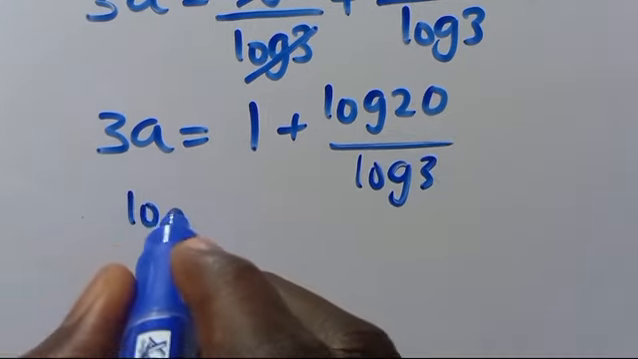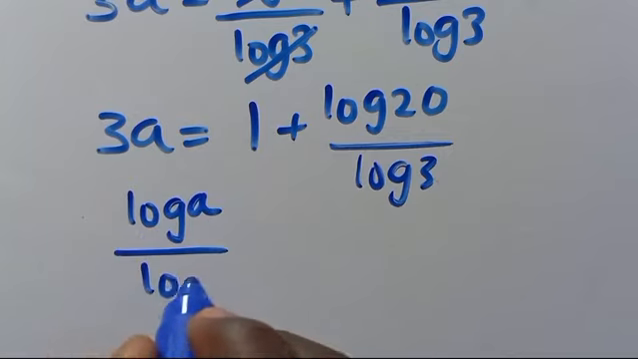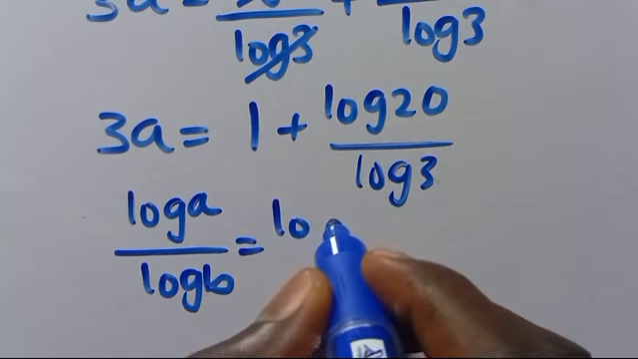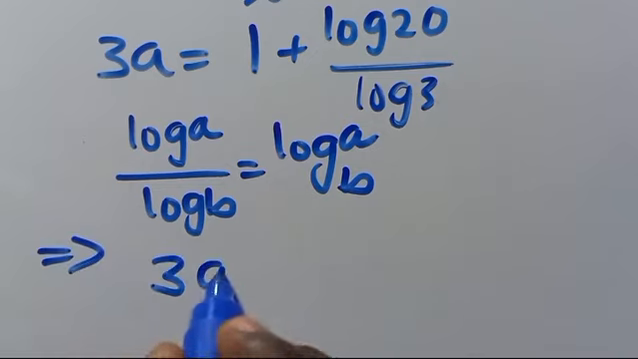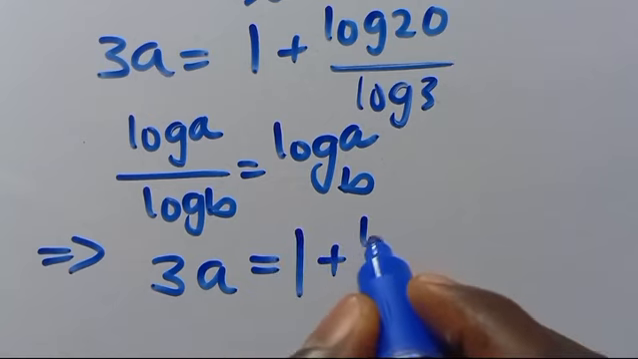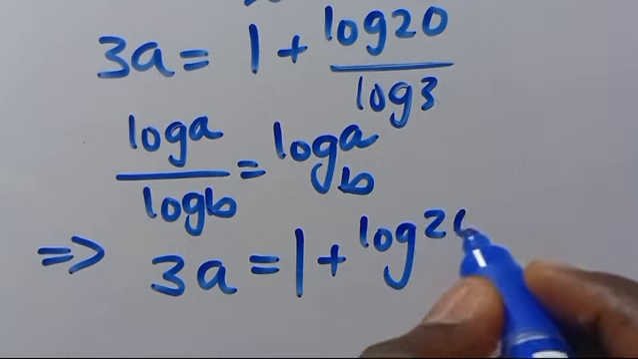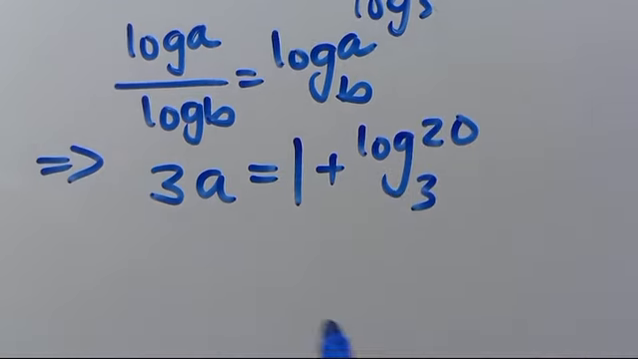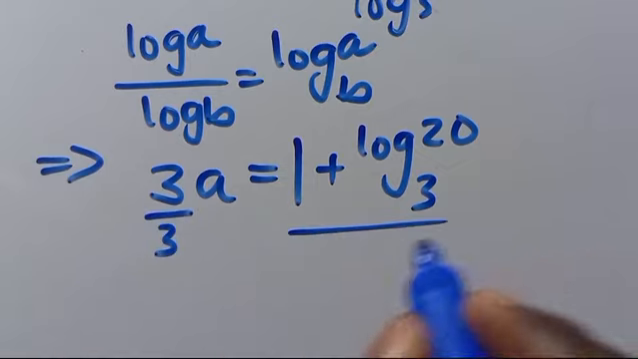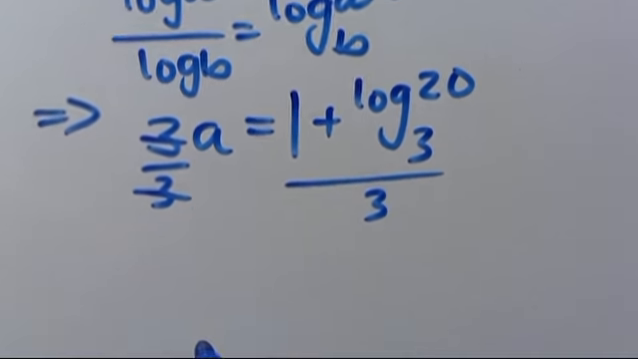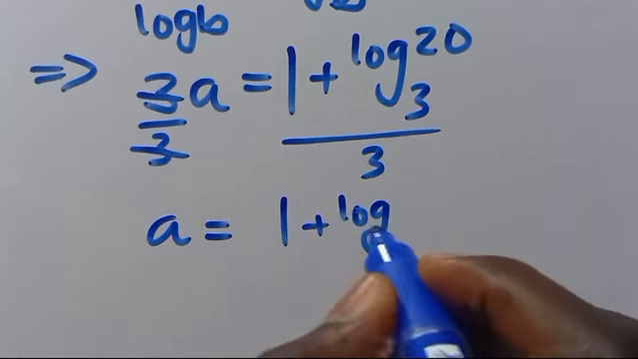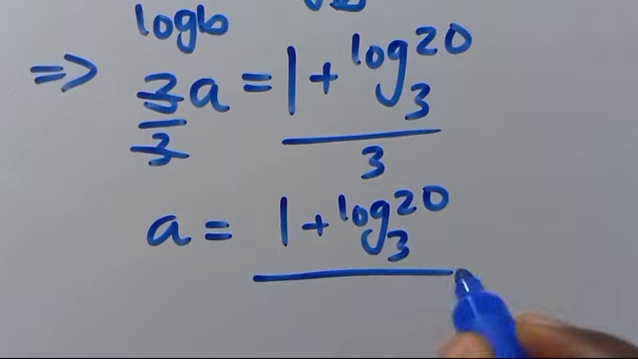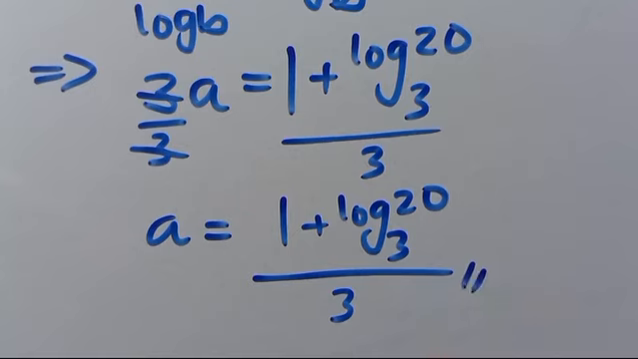So when we have log a over log b equals log a in base b, this implies we have 3a equals 1 plus log 20 in base 3. So dividing both sides by 3, this will cancel out this. We have a equals 1 plus log 20 in base 3, all over 3. And this is the answer for the value of a.